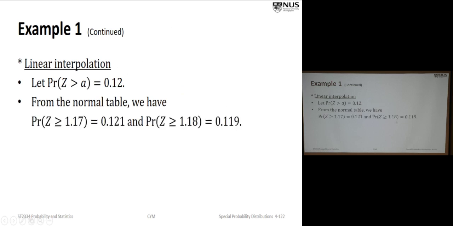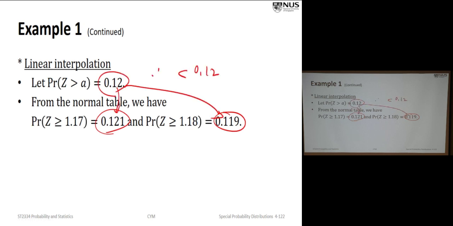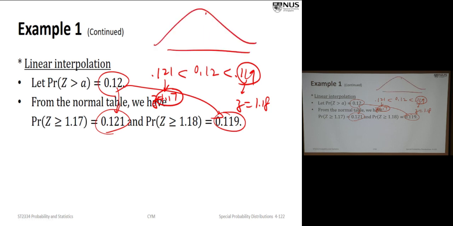Linear interpolation. So you can see that here. This number is in between these two numbers. 0.12 is between 0.121 and 0.119. So this corresponds to z equal to 1.17, and this corresponds to z equal to 1.18. So in other words, what I'm saying is, let me enlarge it. This is 1.17. This is 1.18.